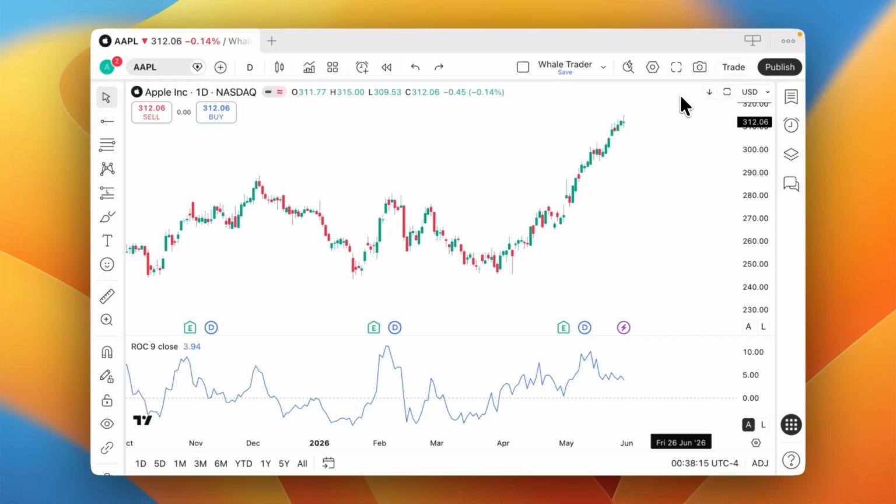Far above 0 means a move is accelerating hard, and a sharp drop back towards 0 means momentum is fading, even if price is rising. So look out for those divergences.